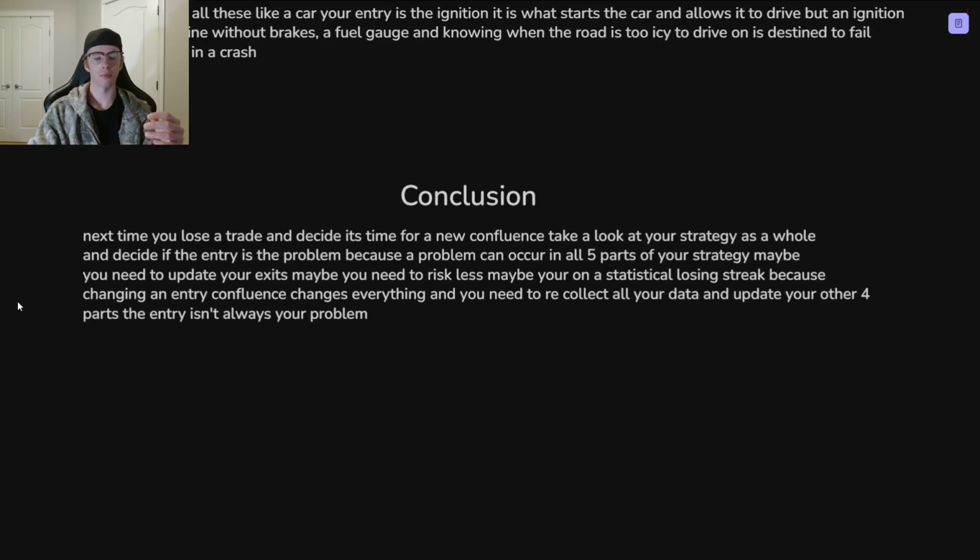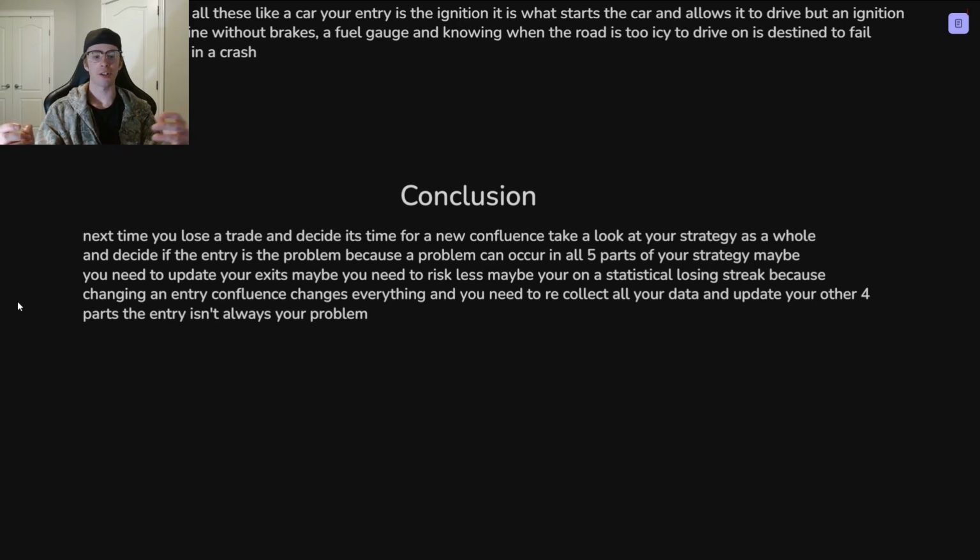So to finish out our video here, I would say next time that you lose a trade and then you decide, it's time for a new confluence, it's time to change up my entry, you should look at your strategy as a whole and decide if the entry is the actual problem. Because the problem can occur in all 5 parts of your strategy, or just in one part, or all 5 parts are flawed, maybe 3 parts are flawed.